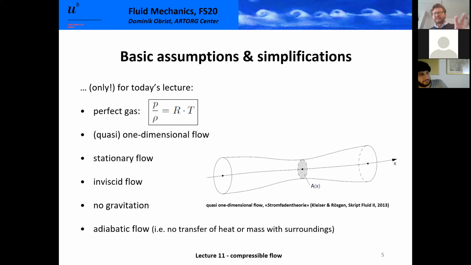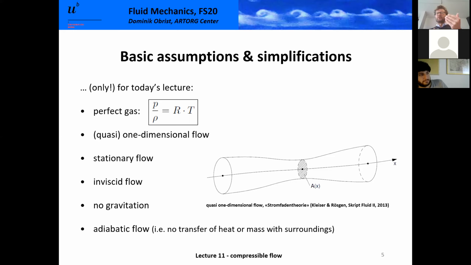Gases that adhere to this law are called perfect gases. Air is in a certain range. If it's not too cold, not too hot, the pressure not too high, not too low, air is well described by a perfect gas. Many gases are that.